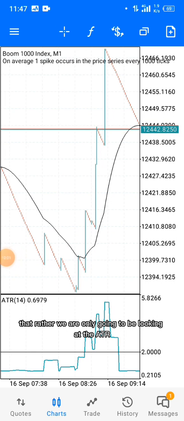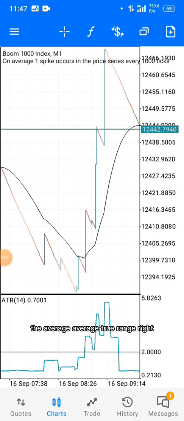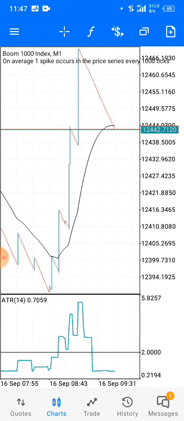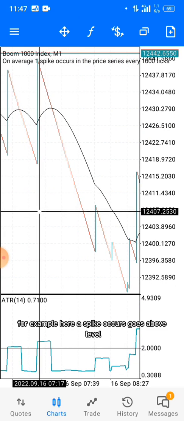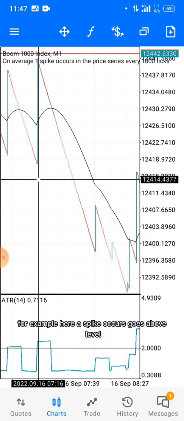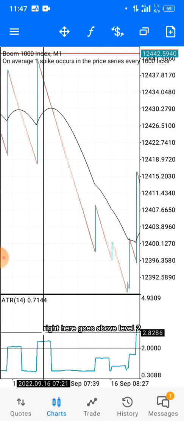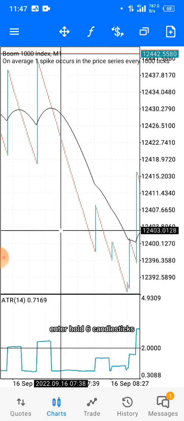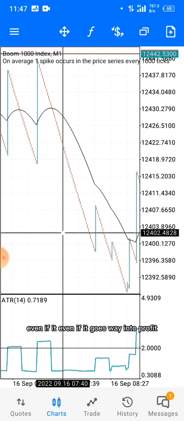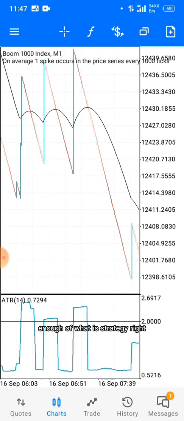Rather, we're only going to be looking at the ATR, the average true range, right? That's what we're only going to be looking at. So right here, whenever a spike occurs, for example here, a spike goes above level 2, you enter and hold 6 candlesticks. Even if it goes way into profit, don't mind, guys. As long as you have taken your 6 candles with the right lot size, I'm sure you'd have had enough of this strategy, right?